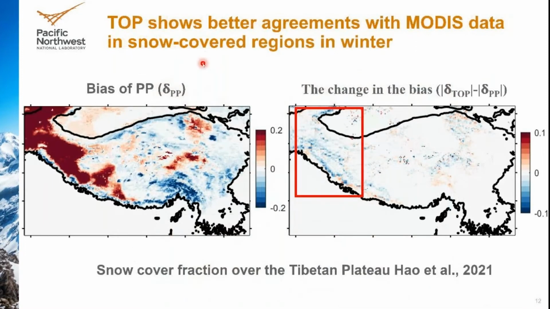We further use remote sensing data, MODIS snow cover data, to evaluate the model performance. The left figure shows the PP bias. We can see ELM overestimates the snow cover fraction in the western part. The right figure shows the TOP bias minus PP bias. We can see this value in the west region is negative. That just means the TOP improves the model performance to some degree.